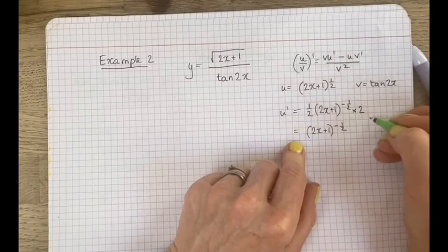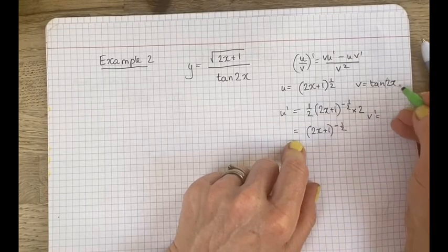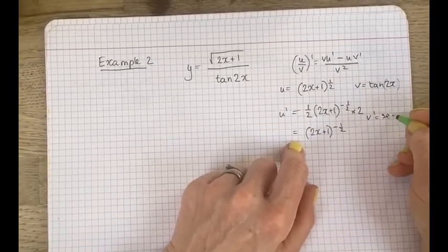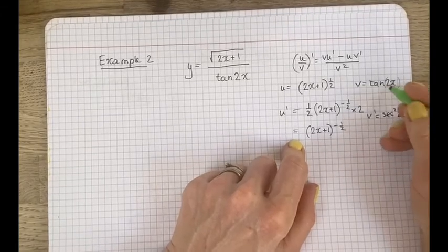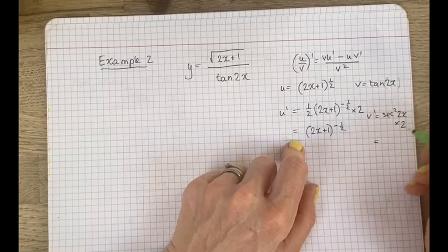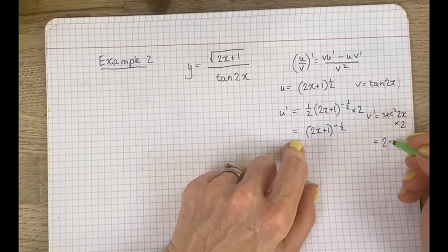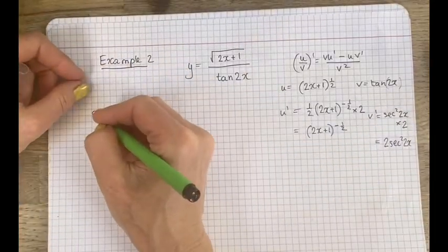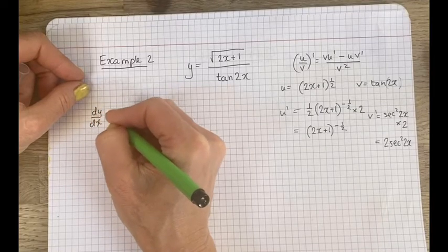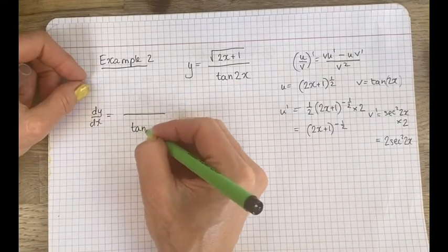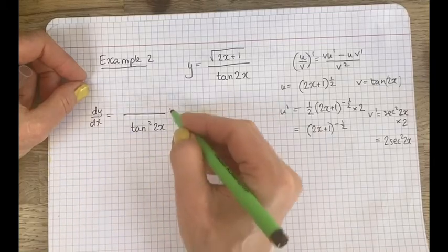V dash. Okay, so this one, again, you've got tan, and the inside function is 2x. Tan differentiates to sec squared, so it's going to be sec squared 2x. Remember, the inside function won't change, multiplied by 2, because 2x differentiates to 2. The answer is 2 sec squared 2x. Okay, let's combine them in the right order. So dy dx. Let's do the denominator first. So tan 2x, you will write tan squared 2x or tan 2x all squared if you prefer.